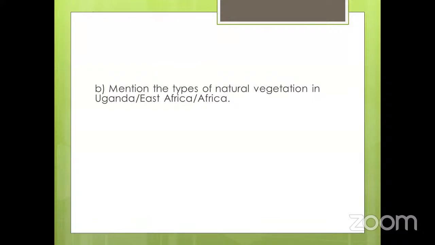Yes, Ruth, do you know any? Trees. You're saying trees, good trial. Dan, do you have any idea about that? Forest. We have the forest. Yes, good trial, but not really. Who else can tell us?